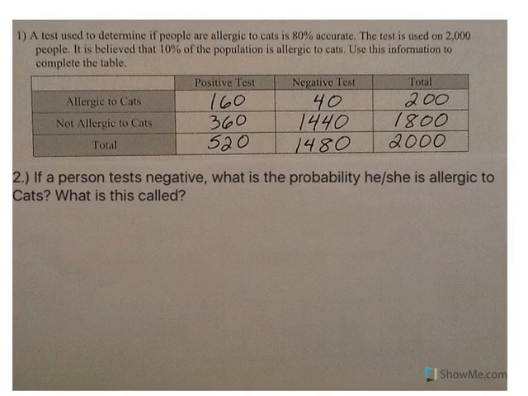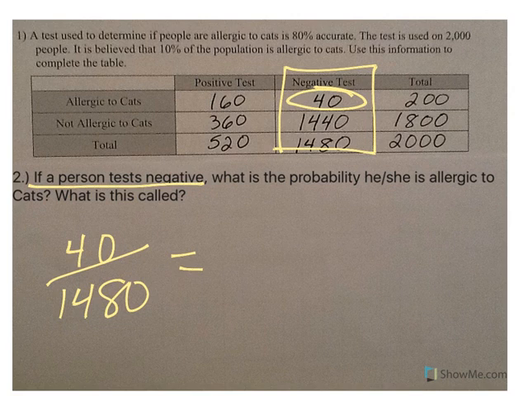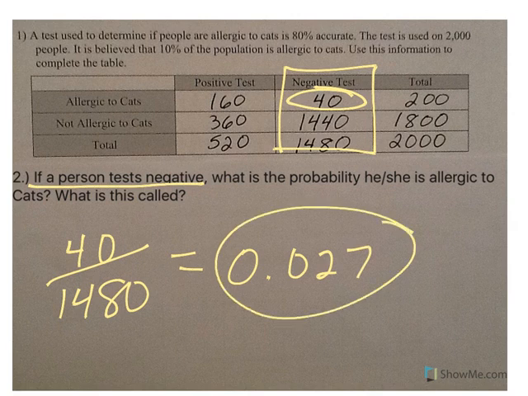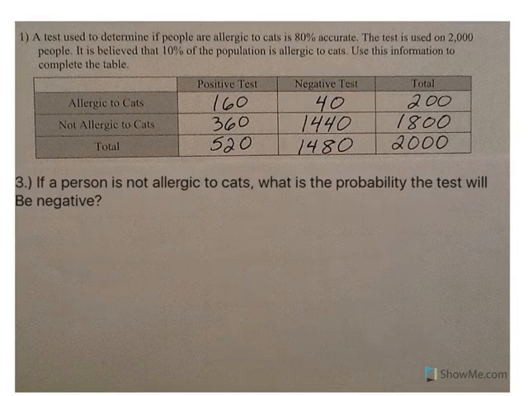Number 2, if a person tests negative, ooh, look, another if they test negative. What is the probability that this person is allergic to cats? So now we've got 40 over 1,480. So you tested negative, but you actually are allergic. So when you do this, you get 0.027. And what is this called? This is called a false negative. Because you tested negative, that's where the negative comes in, but it's wrong. That's where the false comes in.